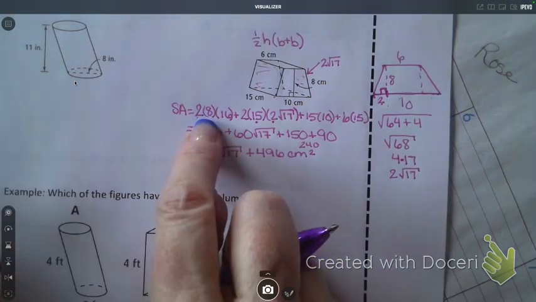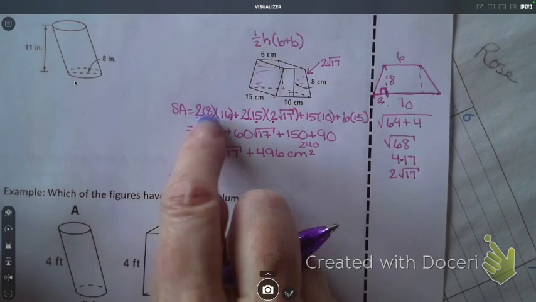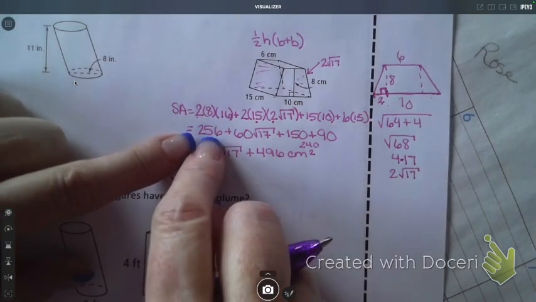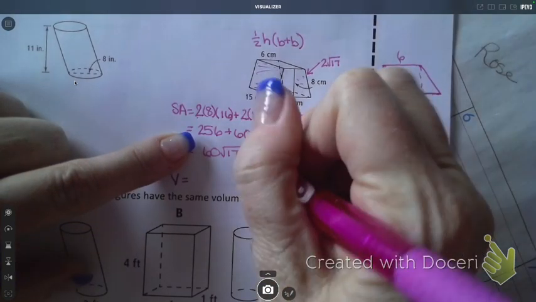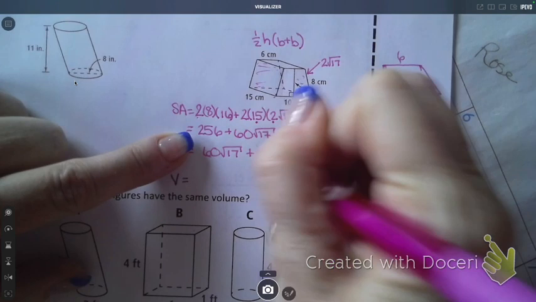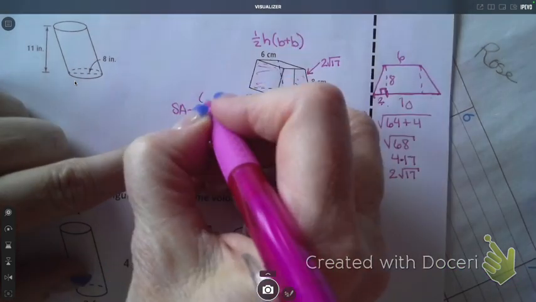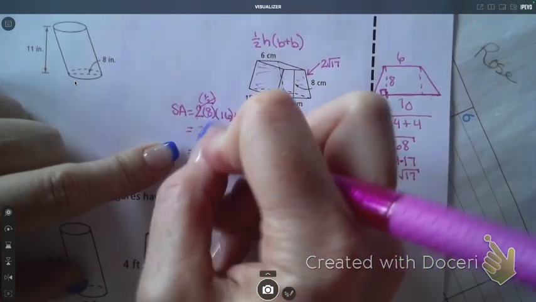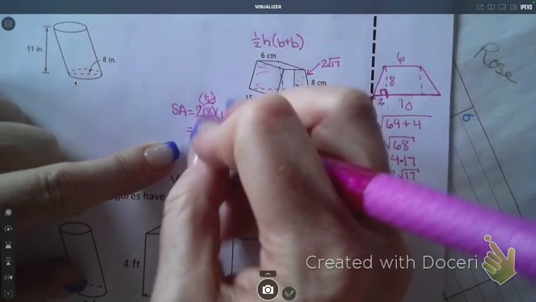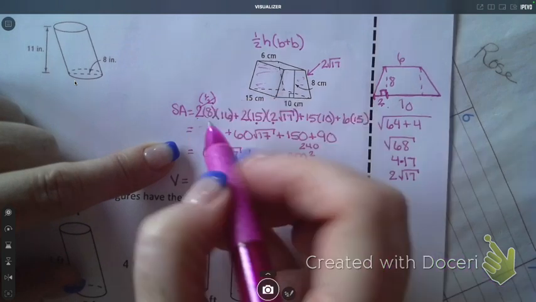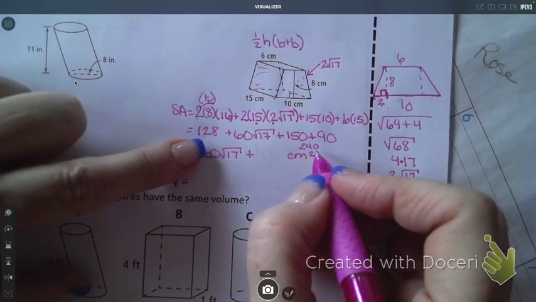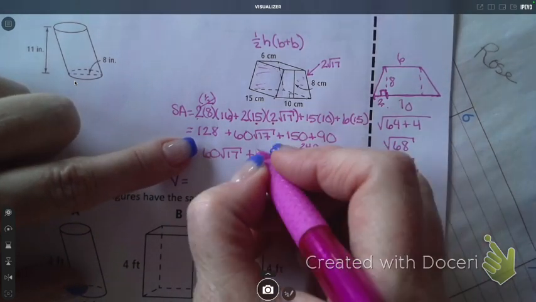Wait a second, 8. We forgot something. We forgot the half, didn't we? We wrote it up there and then we forgot the half. We could have just cut the 2 out. Well, okay, so that's going to change the 256, isn't it? Yeah. So 1/2, so it's just 8 times 16, 128. Where did the 1/2 come from? The formula. So now we can add that back. So we got 368.